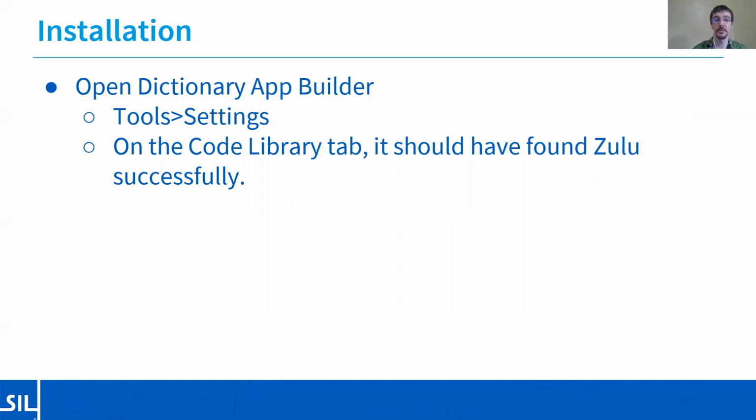Then you will open up Dictionary App Builder and we need to go to Tools Settings. And if we go to the Code Library tab, you should see that it has found Zulu successfully. If not, then you can browse to find where you installed Zulu, probably C drive, program files, Zulu, something like that. It actually recommends it there in the menu settings.